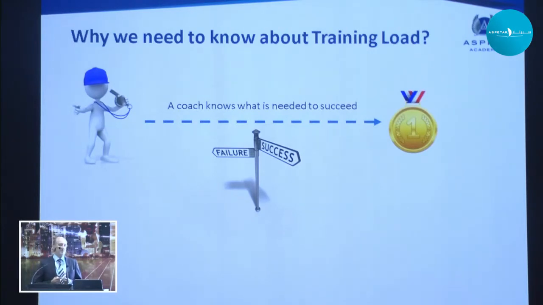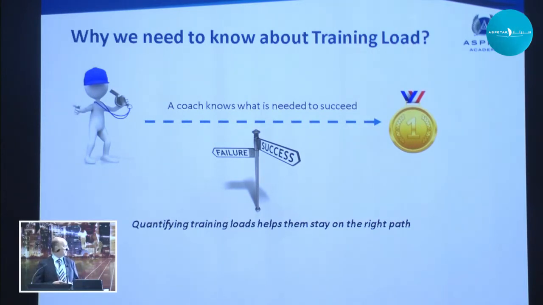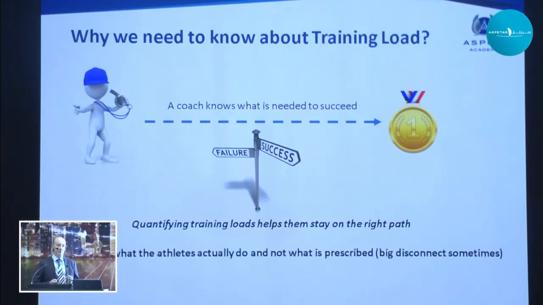So why do we need to know about training load? First of all, we need to recognize that the coach knows what is needed to succeed. That's why they are coaching and we are doing the science. Otherwise, we would do it the other way around. So the coaches coach, they know what they're doing, they know what is needed to succeed, or they should know. But we need to help them stay on path, because the difference between failure and success is very tiny, especially when you work with elite athletes. So our job is to quantify training loads, measure, understand things, and support them to stay on the right path. But we need to quantify what the athlete is actually doing and not what is prescribed.